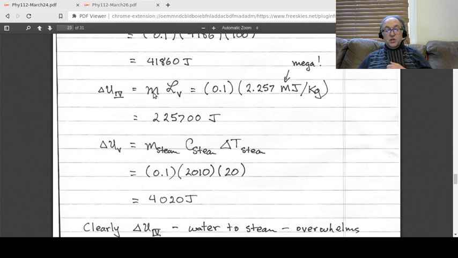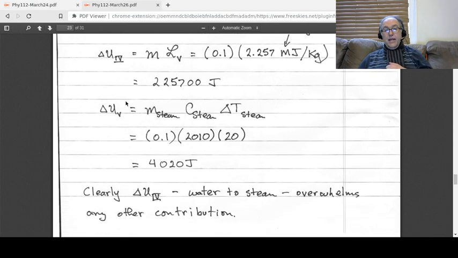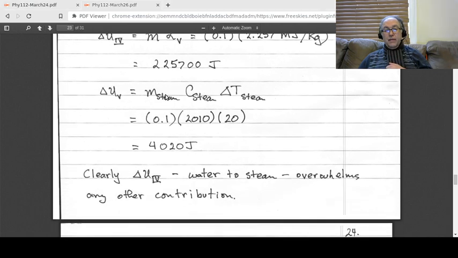That's going to be a phase transition, so it's M L_V, latent heat of vaporization, 0.1 kilograms, and this huge number, 2.257 megajoules per kilogram. It turns out that that particular stage is going to need 225,700 joules. Okay, this is by far the biggest requirement of energy, boiling it. All right, and then we're still not done because now you want to heat up the steam from 100 to 120.